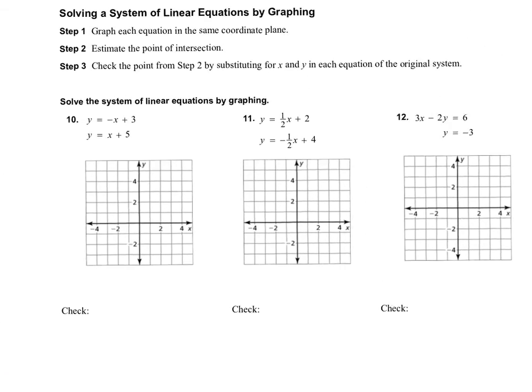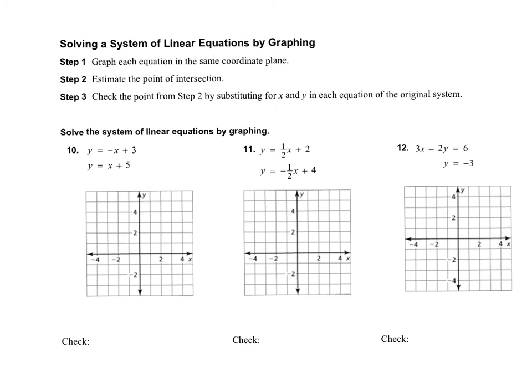All right, let's do some graphing. So solving a system of linear equations by graphing. You graph each equation, and the point where those two lines intersect is the solution to the system of equations. So let's look at number 10. We're going to graph y equals negative x plus 3. So our slope is negative 1. I'm going to write it as a fraction. And then our y-intercept is (0, 3).